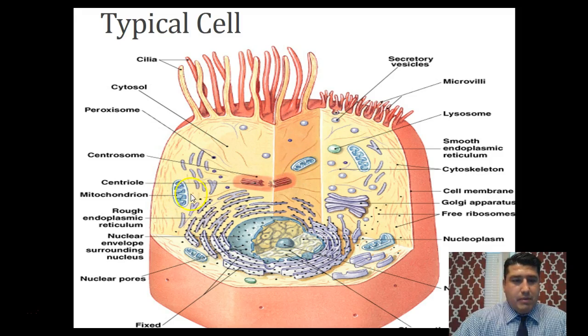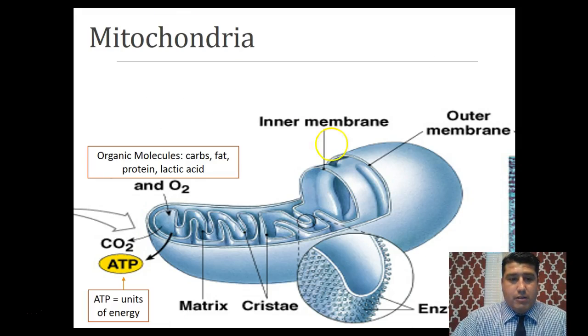All right, so you probably studied mitochondria in high school biology, perhaps even in college biology. You know that these are the powerhouses of the cell. And the reason why they're called the powerhouses of the cell is because this is where energy is produced. Okay, so energy has to enter. The organic molecule, which is either carbohydrate, fat, protein, or lactic acid, will enter the mitochondria along with oxygen, and out comes carbon dioxide. This is the carbon dioxide we breathe out.